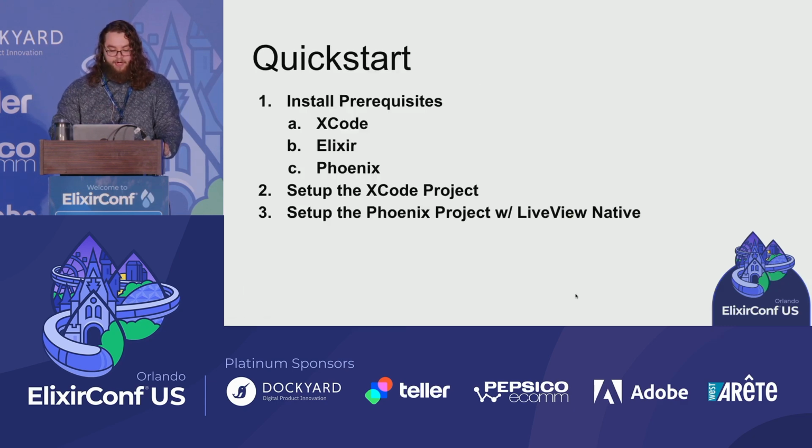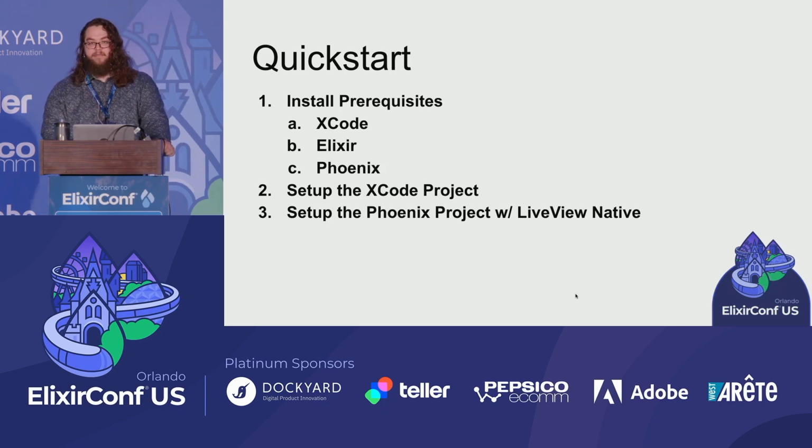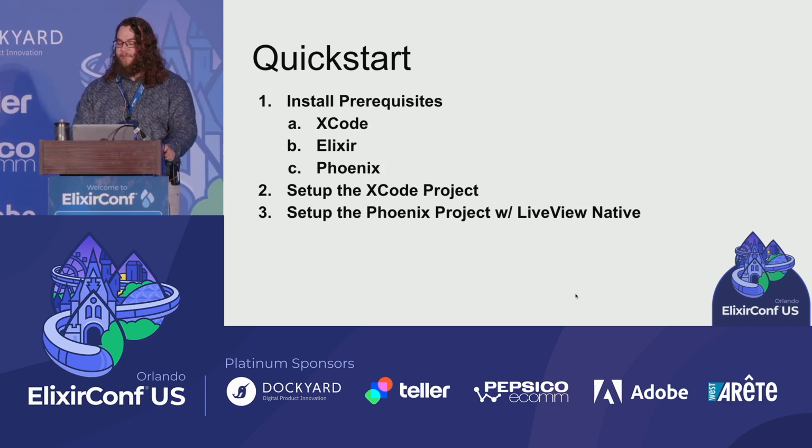So we're going to go through a quick start. There are some prerequisites that I'm not going to go into the depths of because I think there's great tutorials out there already. But you are going to need Xcode, Elixir, and Phoenix to get started with this. We're going to walk through setting up the Xcode project, and then we're going to set up the Phoenix project with LiveViewNative and go through some of the configuration of that, and essentially walk through how you can just get this started. So after this talk, you're going to have the tools you need to make a LiveViewNative application.